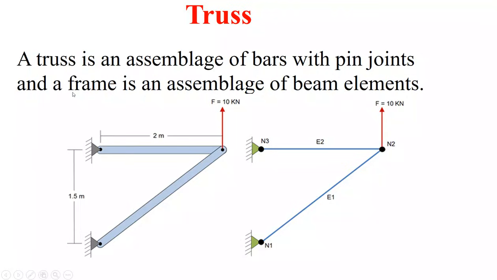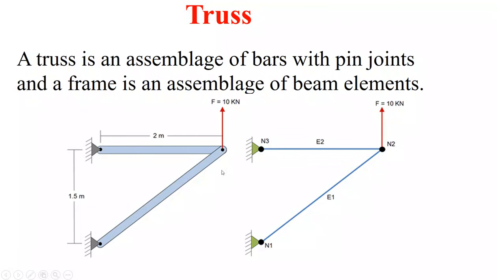This is the truss. A truss is an assemblage of bars with pin joints, and a frame is an assembly of beam elements. So trusses means bars connected by using pin joints, or a frame connected by using beam elements. Either way they are connected with pin joints or riveted joints.